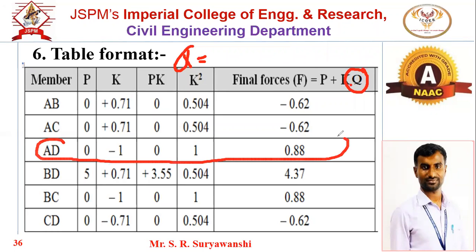This is the Q. So that Q is 0.88. AD is the redundant member. So that 0.88 value is the final member force of the AD member, because in case of AD member, P force will be 0, as we have removed that AD member in P analysis to get the determinate truss.